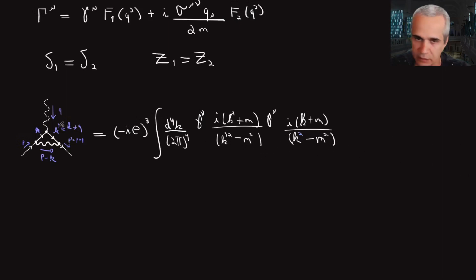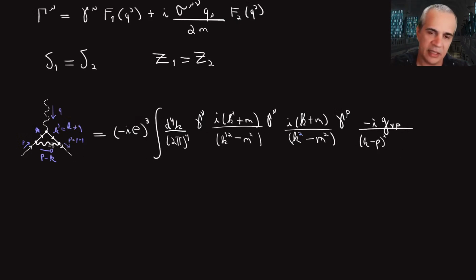Then the last vertex there is gamma rho, right? And the photon propagator, which is minus i g, is connecting these two vertices, so it's nu rho over k minus p squared. And again, as I said at the start, these probably cause an infrared divergence when the momentum of the photon goes to zero.